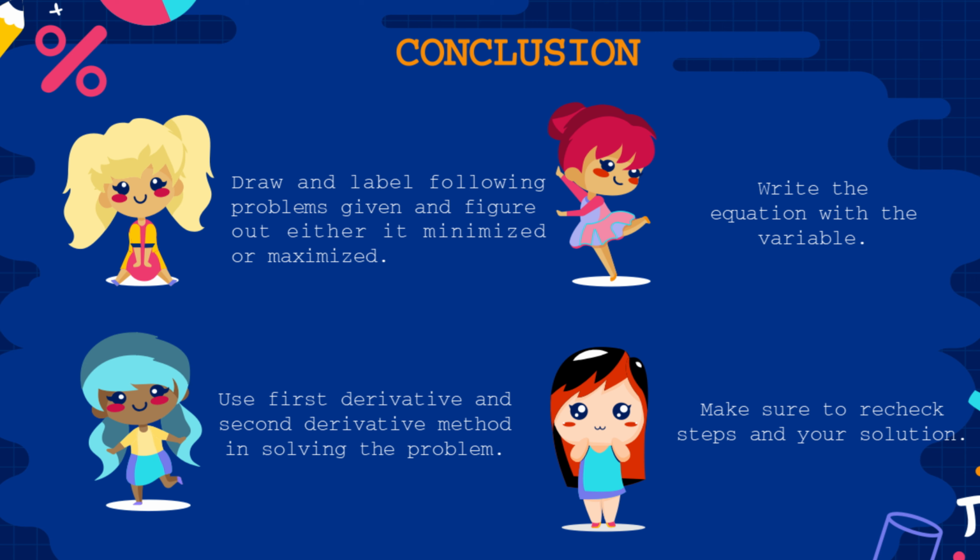Conclusion: when doing this question, remember to draw and label the given problem and figure out whether it is to minimize or maximize. Write the equation with the variable. Use the first derivative and second derivative method in solving the problem. And lastly, make sure to recheck your steps and your solution, and we are done.